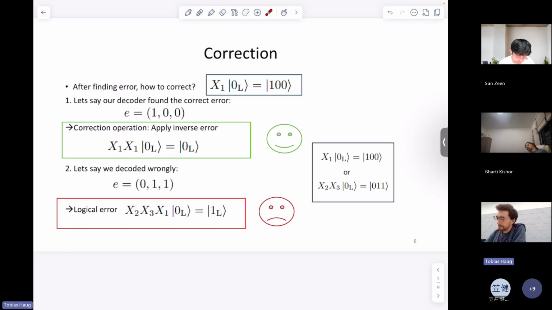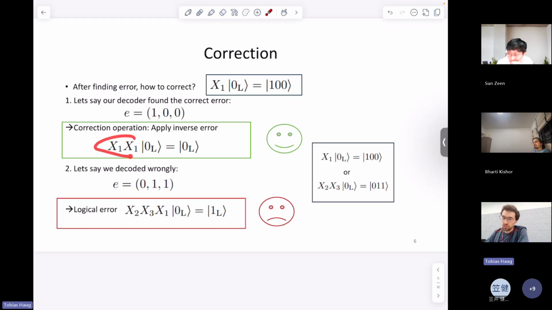Now we make our guess. Okay, so again, we have the X flip on the first qubit. So let's say somehow we are good and our decoder worked correctly. Then we apply a correction operator. And for this, we apply now the inverse error. So meaning we take the error that we predicted from our decoding and apply its inverse, which in this case is simply applying the same error again. So we had initially an X error, so meaning on the first qubit. So now we apply as correction operator an X operation on the first qubit.